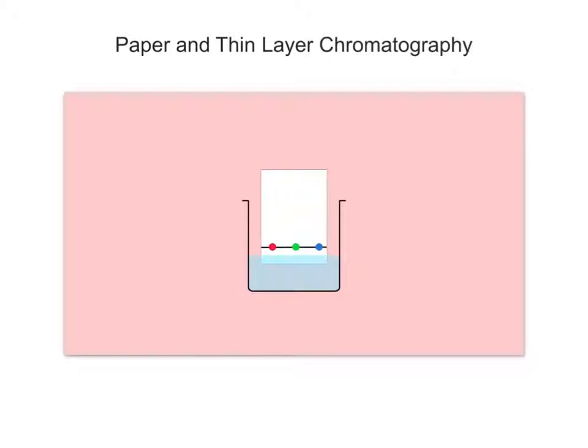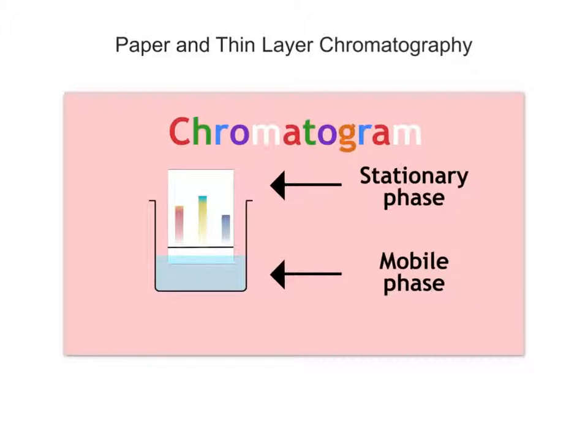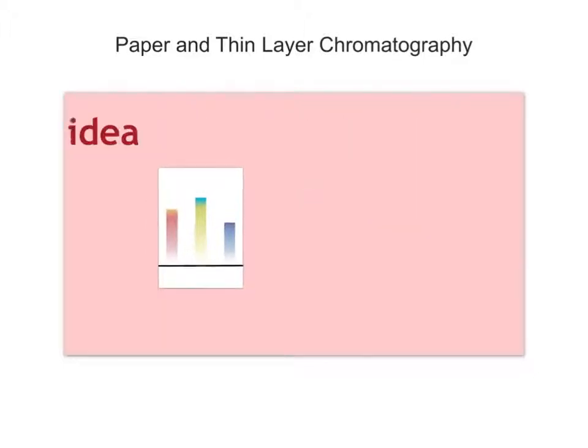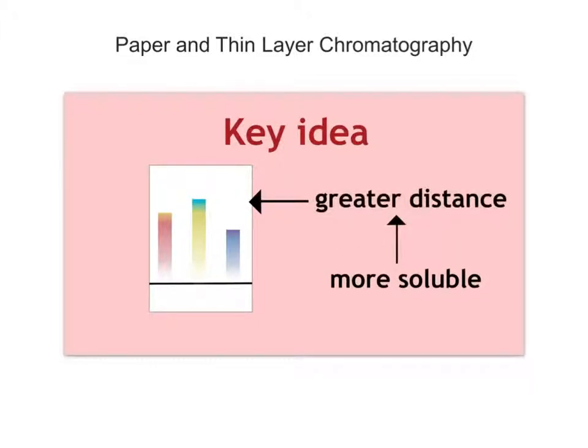As the water is absorbed, it separates the multiple components of the food coloring. We have now created a chromatogram. The chromatography paper is called the stationary phase as it stays put. Water is called the mobile phase as it moves up the chromatography paper. Here is the key idea. A component that is more soluble in water travels a greater distance up the chromatography paper.